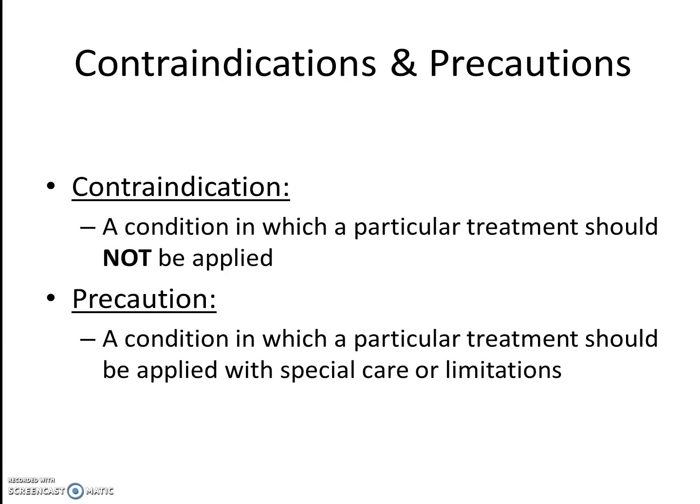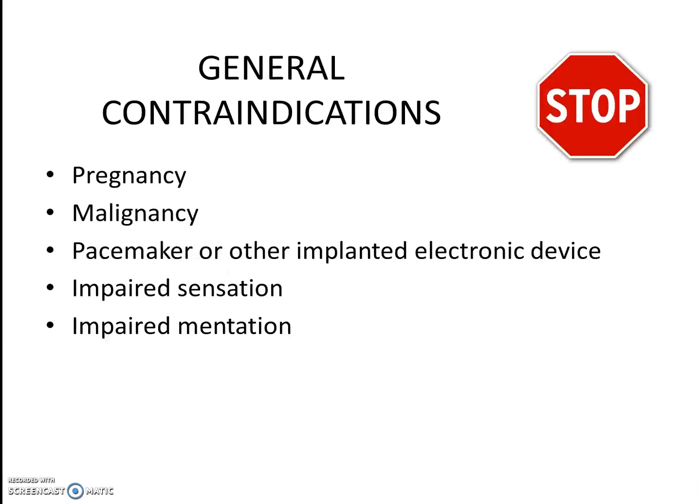Some relative contraindications may be things more like nausea, vertigo, or hypersensitivity. So we may be able to still use our treatment, but we might have to modify it. Again, some more general contraindications. So these are typically a good rule of thumb to consider when using your physical agents.